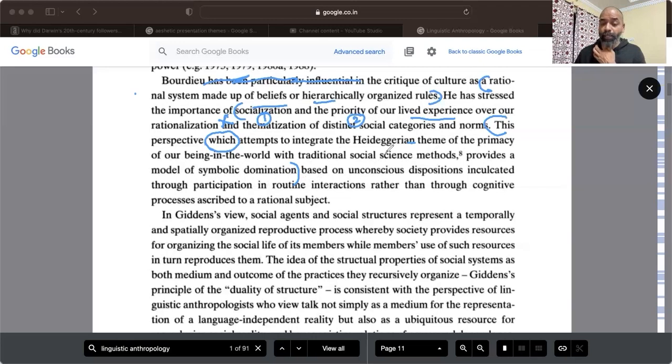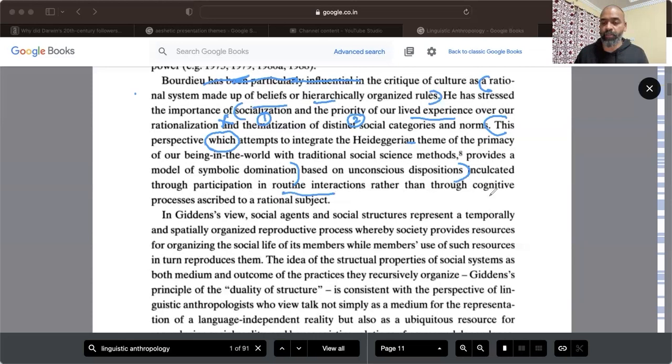That is idea number one. Symbolic domination of what? Symbolic domination based on unconscious dispositions. Okay, so it's an extension of the same idea. It's not a new idea. "Based on unconscious dispositions" is a phrase that is getting added. Inculcated through participation in routine interactions rather than through cognitive processes.